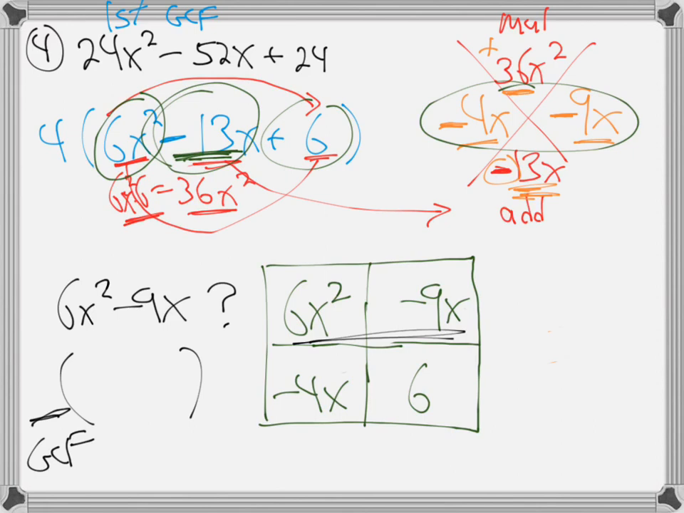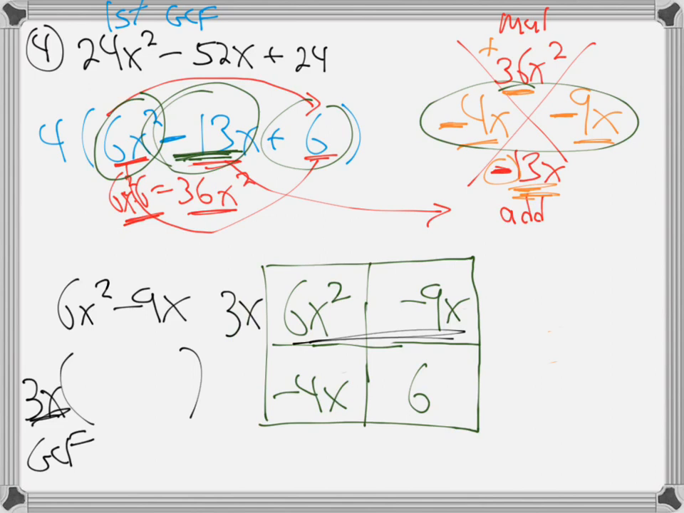What goes into 6 and 9? 3. And how many x's? Just take the lower, so just regular x. That's what goes out there. That's it. It's factoring. I just realized that 10 minutes ago. It's just 3x. Okay, does that make sense?